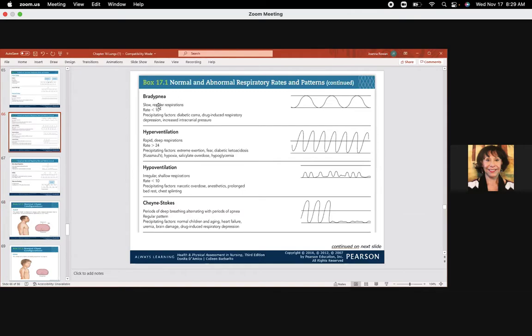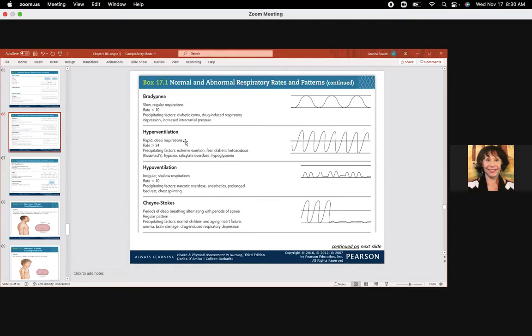Know the term bradypnea, which is slow, regular respirations, but the rate is less than 10, so that means really bad. See? Precipitating factors: diabetic coma, drug-induced respiratory depression, increased intracranial pressure. No bradypnea and no Cheyne-Stokes.